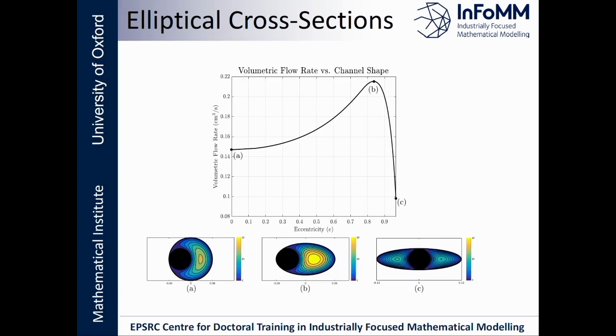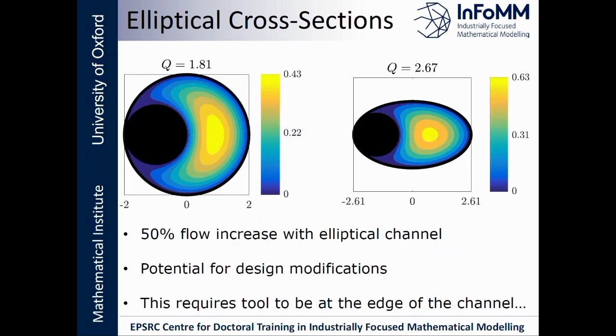So here, this plot is showing the volumetric flow rate on the y-axis, and on the x-axis, we have the eccentricity value of the outer elliptical channel. And for each of these shapes, we've constrained the cross-sectional area available for fluid flow. And you can see that there's actually an optimal eccentricity value for the channel that gives us the maximum flow rate. And that optimal eccentricity corresponds to the value where the tool can still sit at the furthest edge of the channel. And moving from having circular cross-sections with the tool in the optimal position to having an elliptical cross-section actually gives us a 50% flow increase, which led to some potential for design modifications for Boston Scientific.